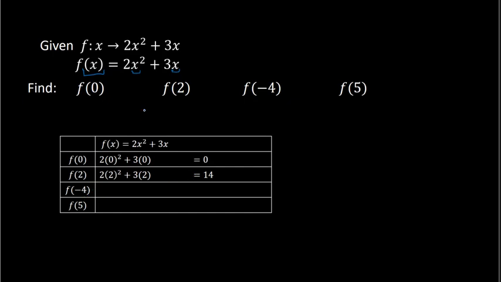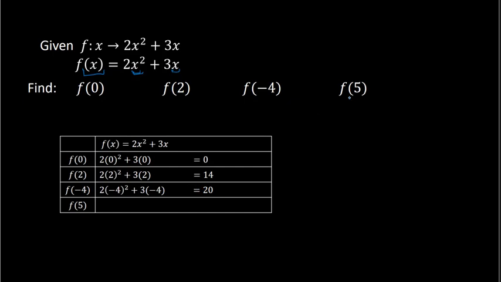F of negative 4, I plug a negative 4 in for x, so now I have 2 times negative 4 squared plus 3 times negative 4. Well, negative 4 squared is a positive 16, times 2 is 32, and then here 3 times negative 4 is negative 12, so I have 32 plus negative 12, which gives me 20. So f of negative 4 is 20.